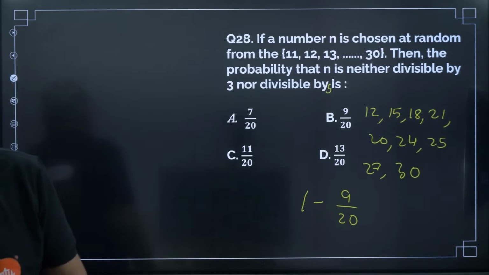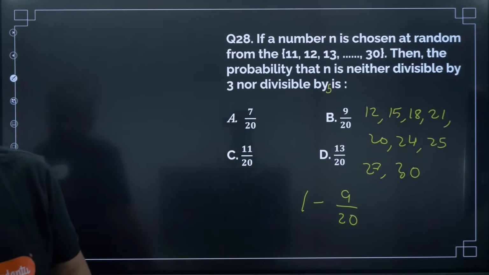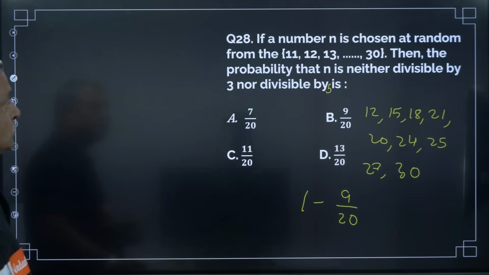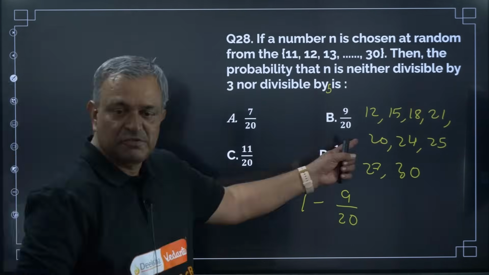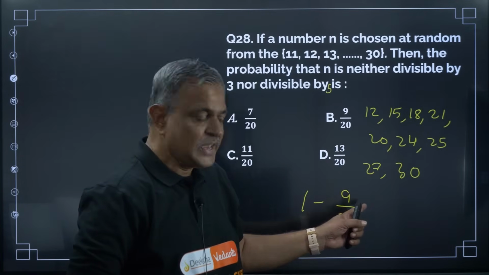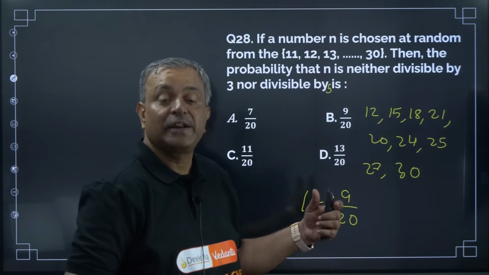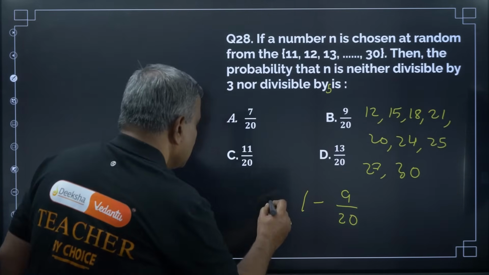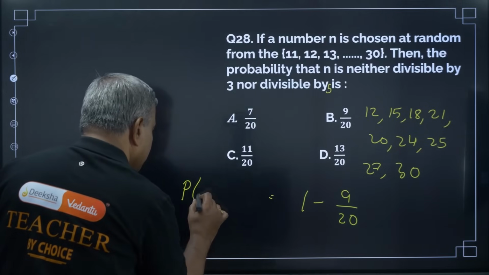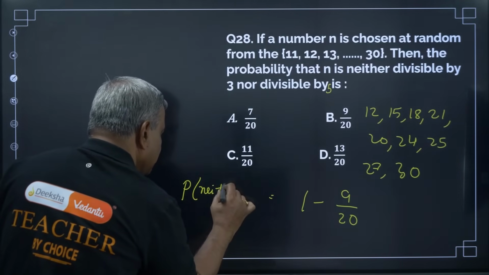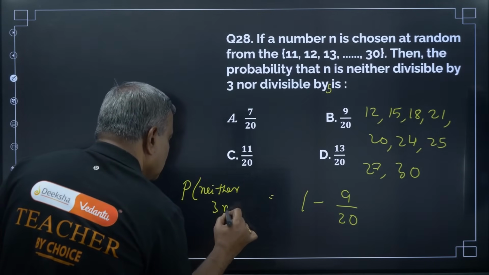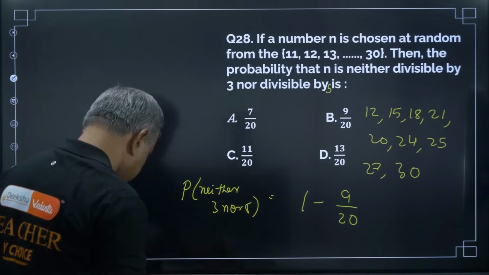Why the non-divisible question? So these are divisible by 3 or 5. So the probability which are divisible by 3 or 5 is 9 by 20. So we are removing, 1 minus non. Probability neither 3 nor 5. Next.